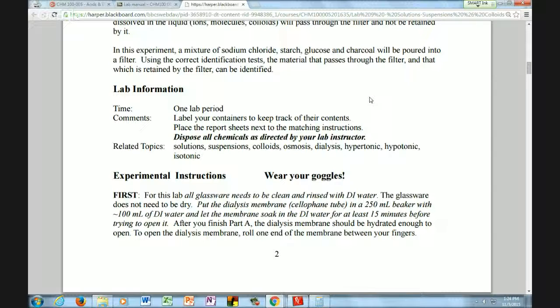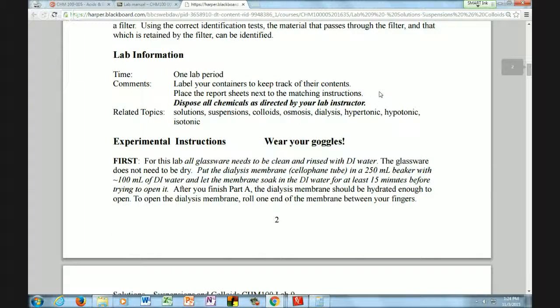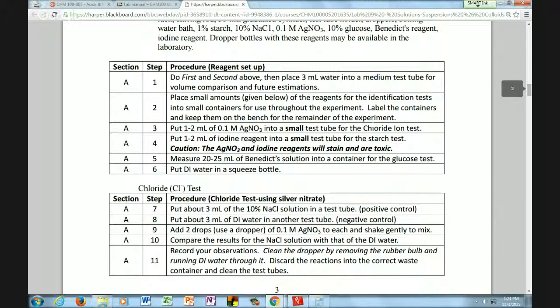We can't see chloride ions. We can't see glucose molecules. We can't see starch molecules. So we need to do a chemical test to see if they're there or not. And that's what these different tests are. So you're going to look at the tests of something you know. Like you're going to take some sodium chloride. Obviously that contains chloride because sodium chloride.